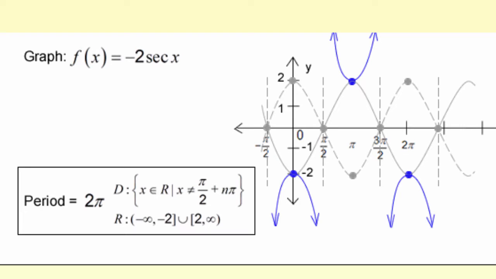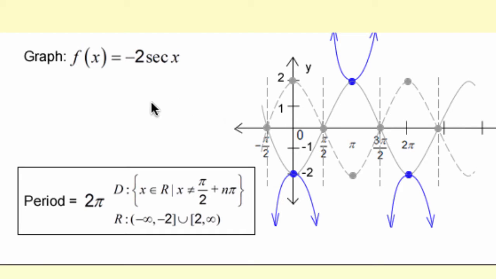So the big picture for this lesson is transforming secant and cosecant functions. The transformations work exactly the same as with sine and cosine functions. Basically, what you do is you graph the related sine or cosine function and then turn the zeros into asymptotes and draw your curves.